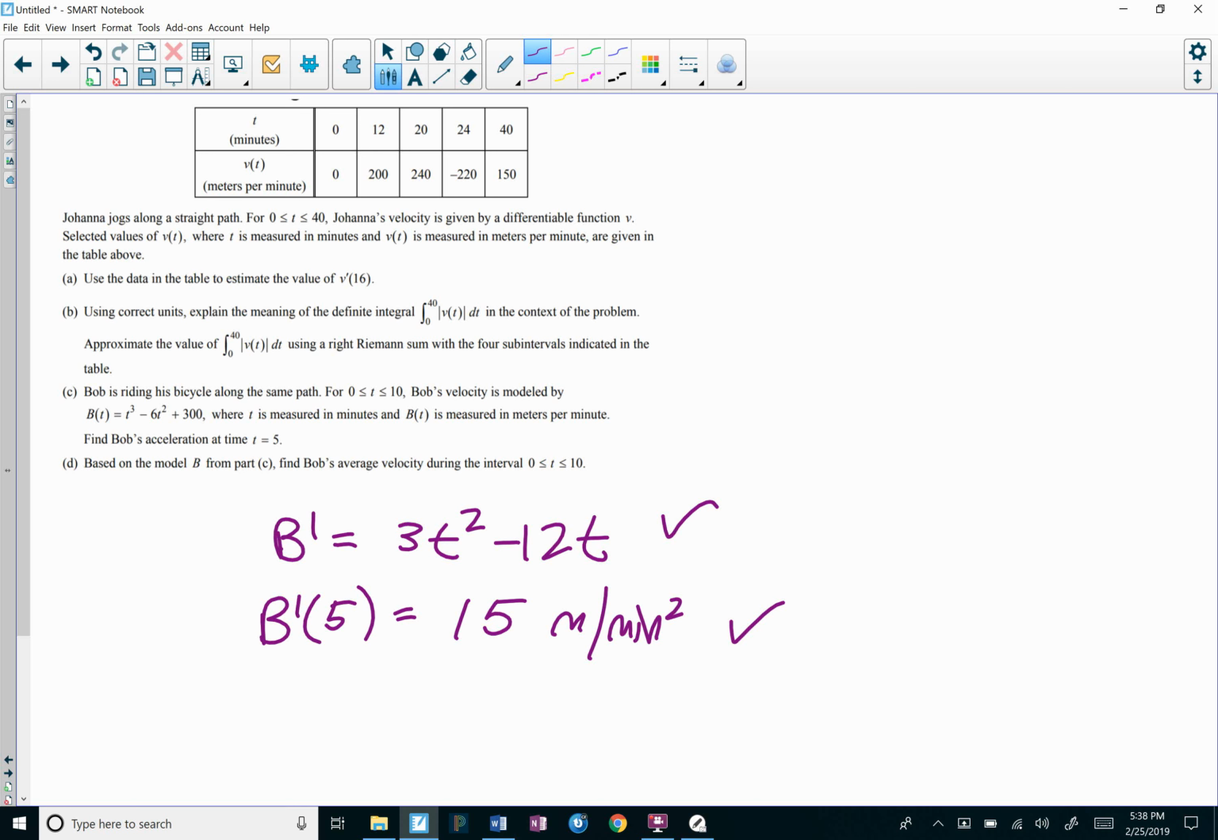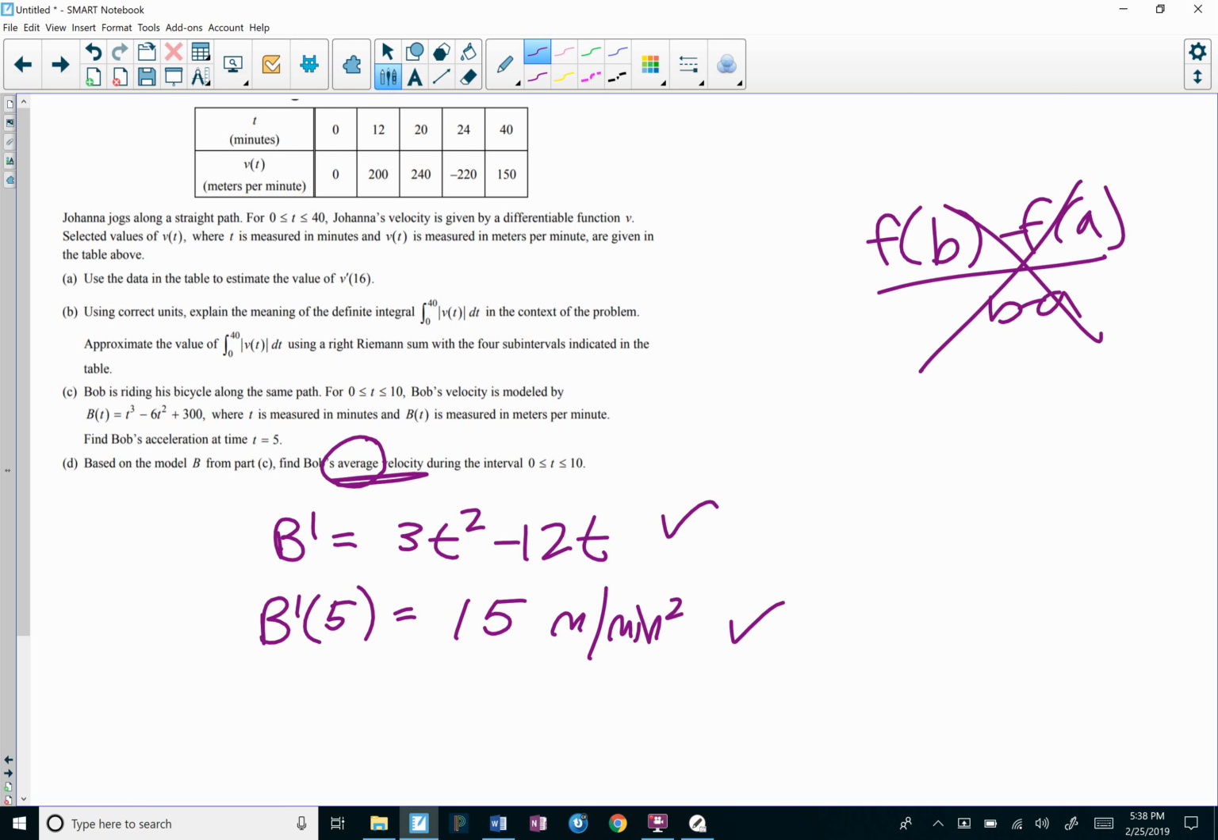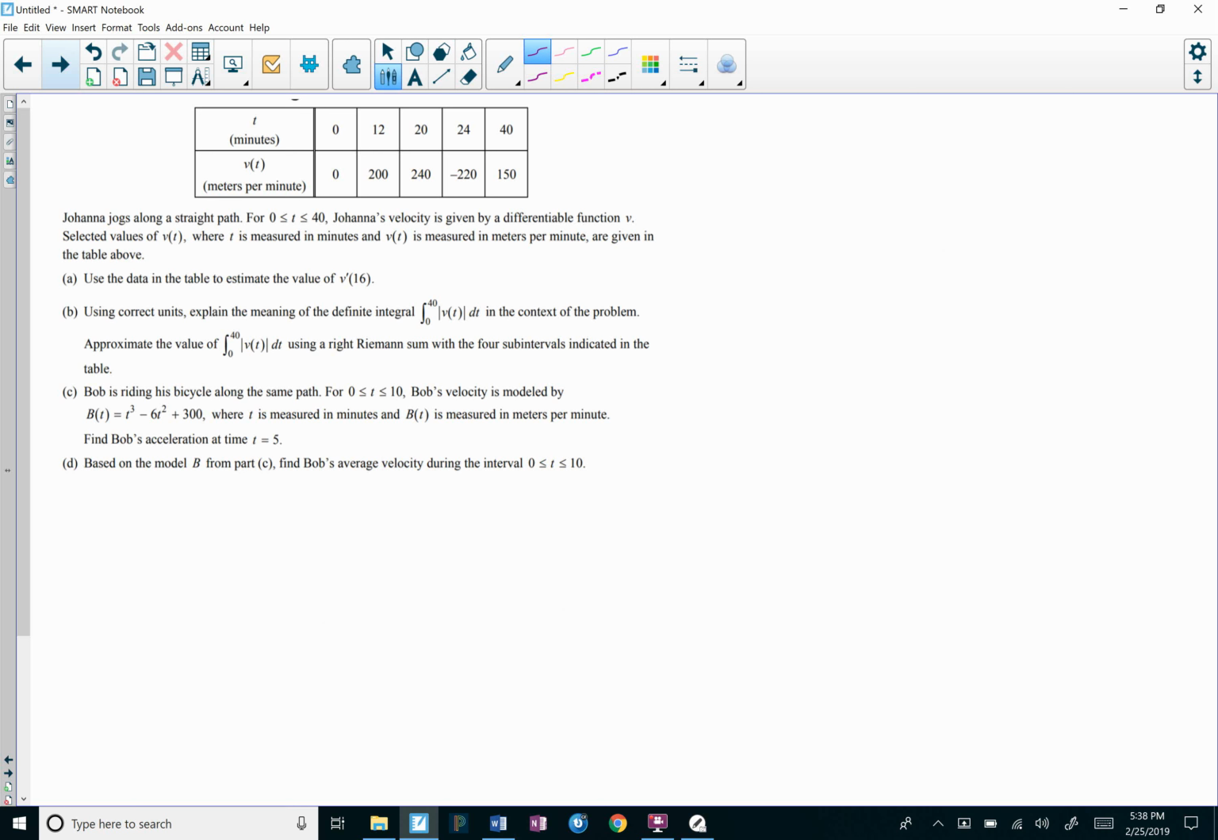Okay, part D is worth 3 points. It says based on the model in part B, find his average velocity. Okay, a lot of people get this confused. I'm looking for an average. I'm not looking for an average rate of change. Don't give me f of b minus f of a all over b minus a. That is an average rate of change. It's not what I want here. I want an average of the velocity, which is 1 over b minus a, integral from a to b, of the velocity.